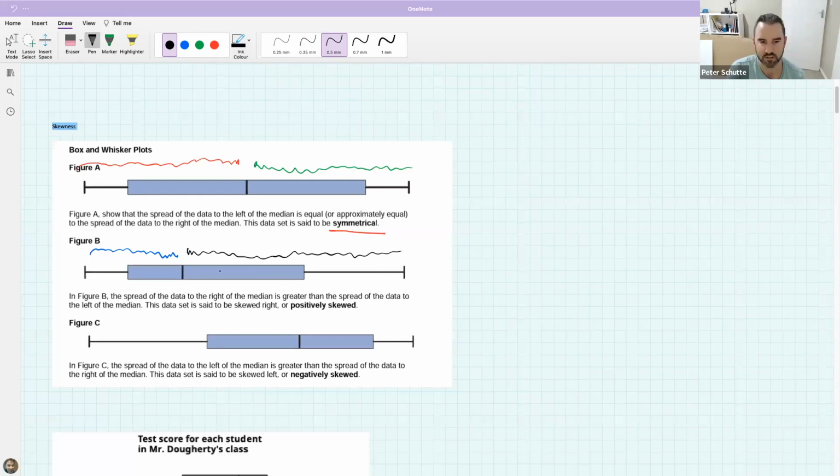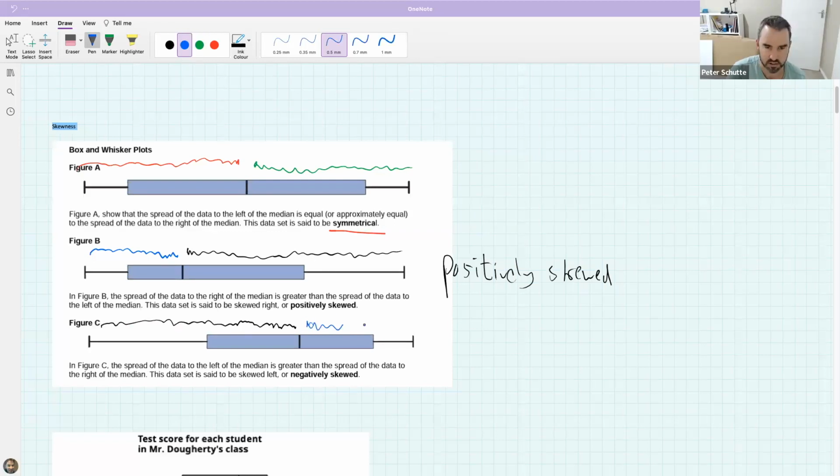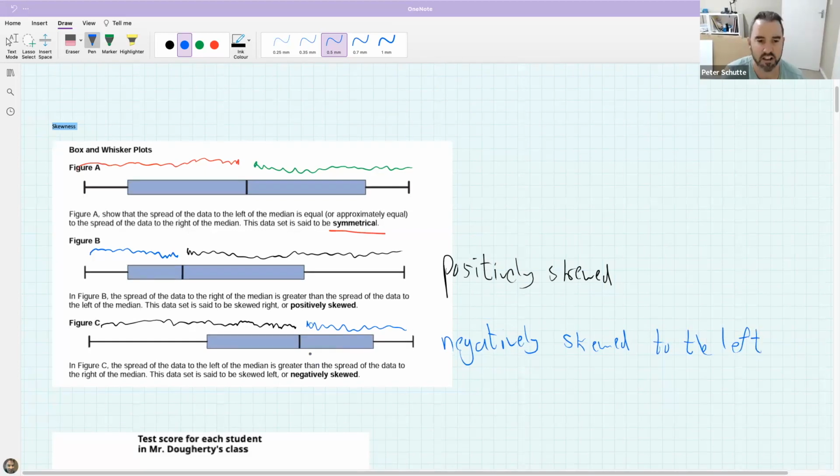So we say the data is skewed to the right, or another way of saying it is positively skewed. That's figure B. If we look at figure C, the bottom 50% is quite spread out, and the top 50% is more condensed, and we say this one is negatively skewed, or you can say skewed to the left. Whenever I think about it, I say, look for the bigger one, the one that's more spread out, and that's the side that it's being skewed to.